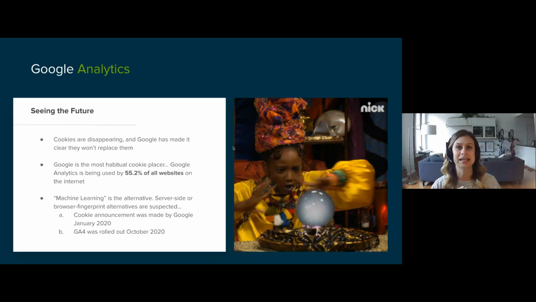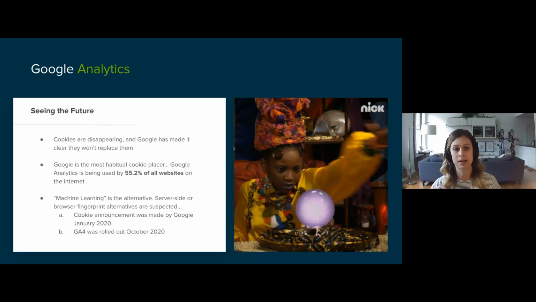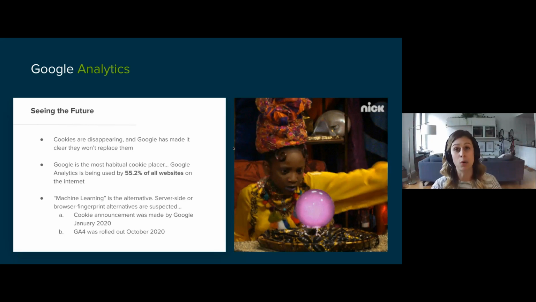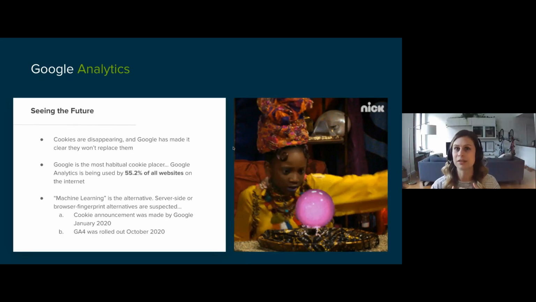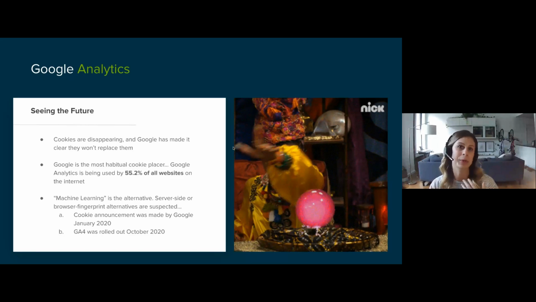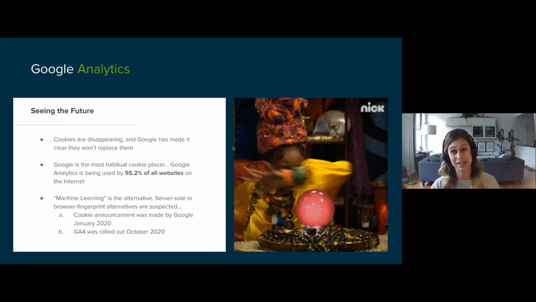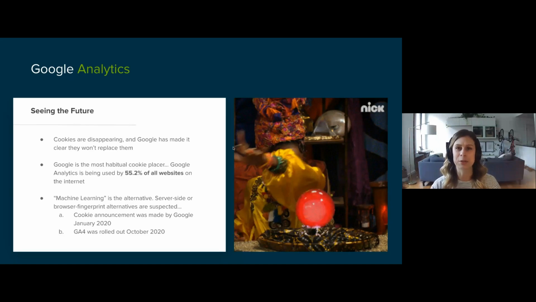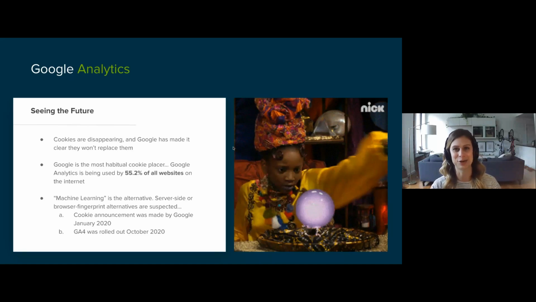Because Google Analytics is kind of the most habitual cookie placer on the internet. This stat: 55% of all websites on the internet have Google Analytics. So this is obviously a huge revenue generation opportunity for Google Analytics, and it'll be interesting to see where they go from here. It also begs the question, what are the other 50% of the websites on the internet doing to track traffic?